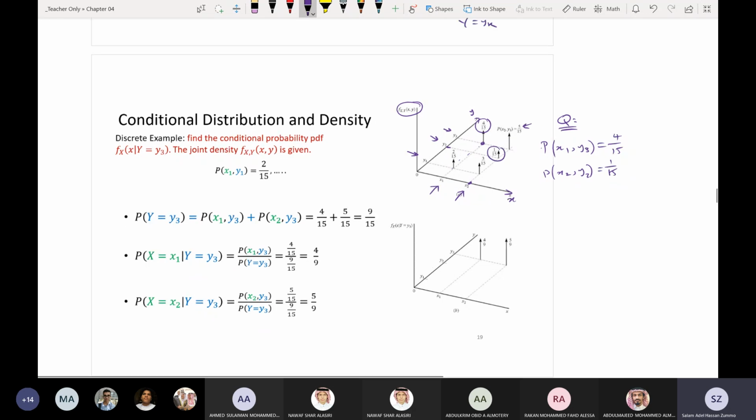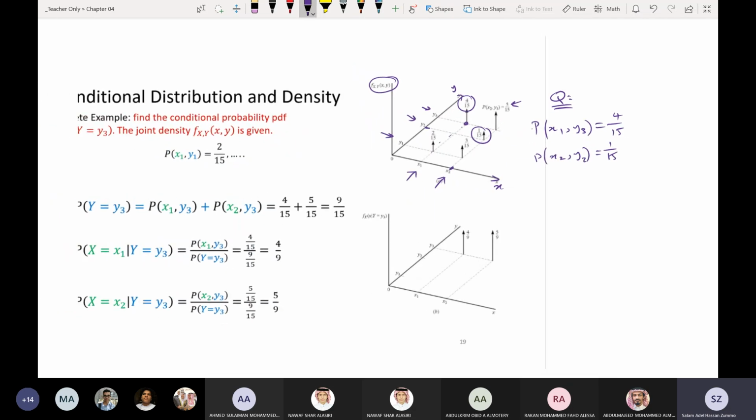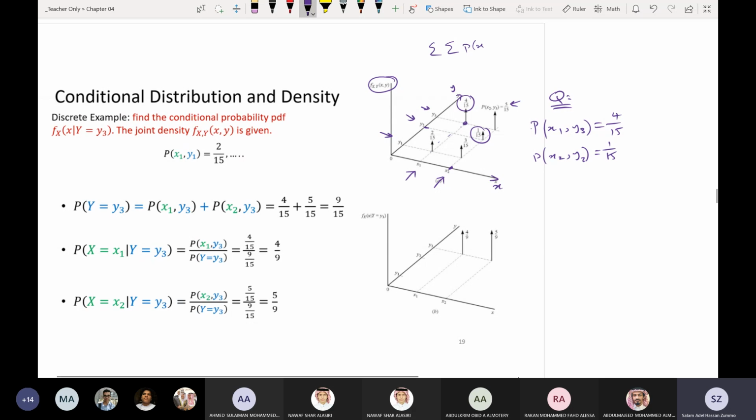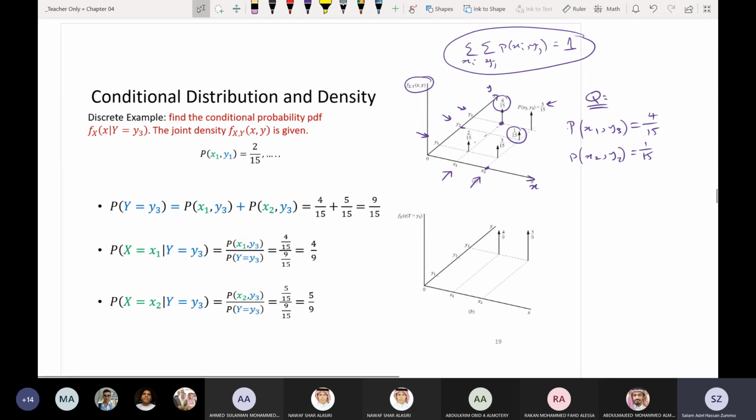So now, from the joint, the double summation over all xi, yj equals how much, guys? 1, exactly. This is the area under the curve. So this is the summation over all xi and yj, and it is equal to 1. If this doesn't happen, this is not a valid PDF. Just for you to double check always.